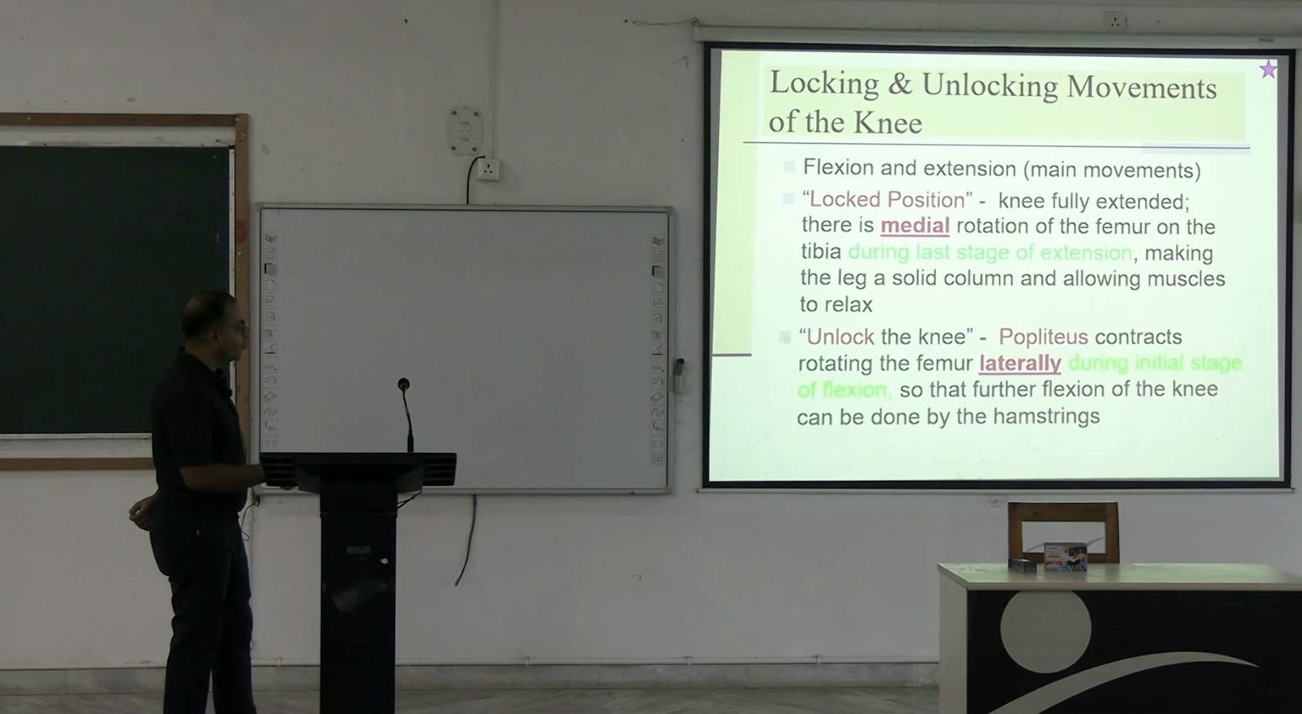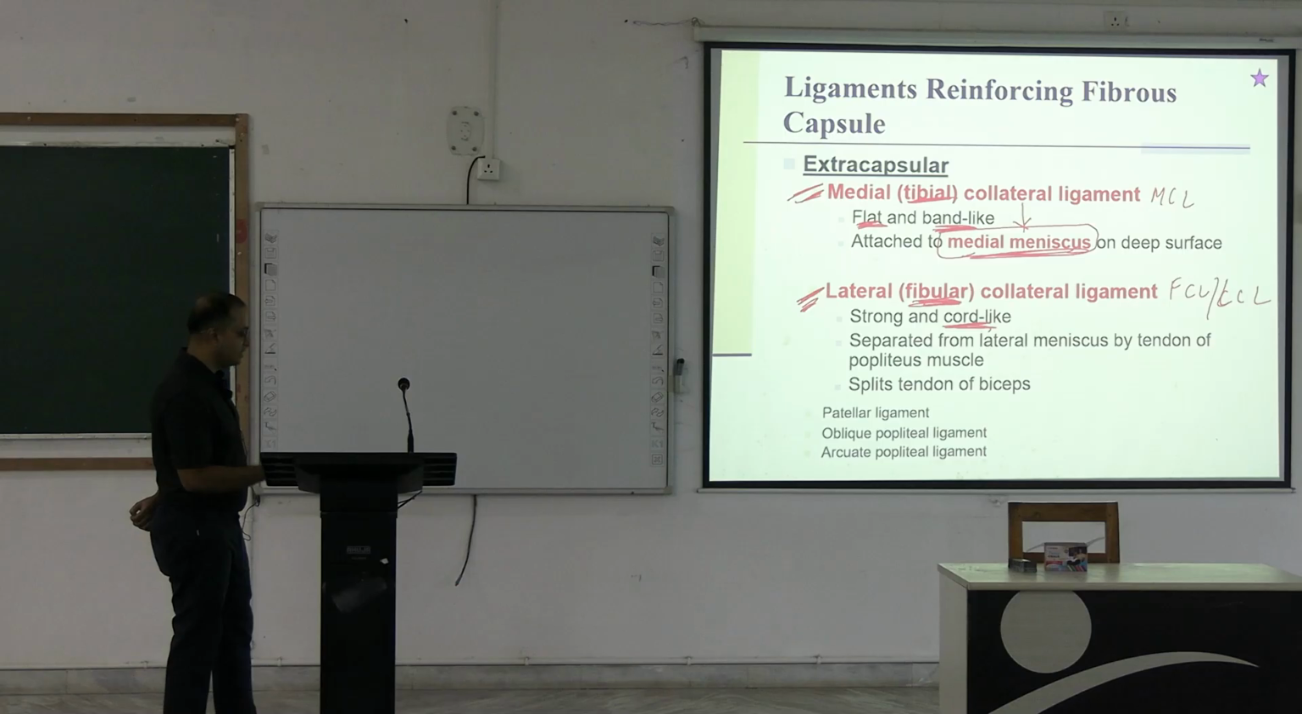Whenever we start moving, we have to unlock. That means we have to pull the medial condyle of the femur laterally, which is done by the contraction of the popliteus. So the popliteus is considered the unlocking muscle, which comes as a short note. That is the locking and unlocking movement related to this joint.